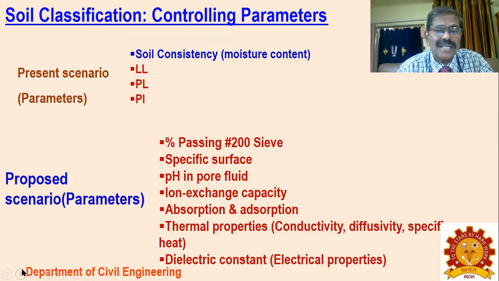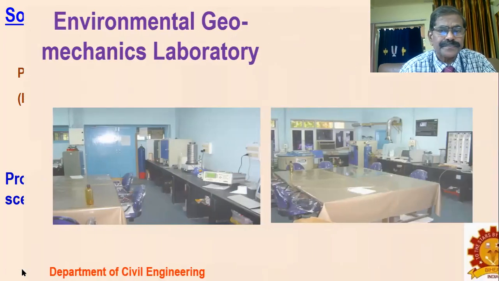What you should understand is the percentage passing through a 20 micron sieve, specific surface, pH in pore fluid, and ion exchange capacity. You should supply some electricity and then see how the ion exchange capacity behaves. Also absorption and adsorption tests, thermal properties such as conductivity, diffusivity and specific heat, dielectric constant, and electrical properties. All those things you should understand when you go for the soil controlling parameters.